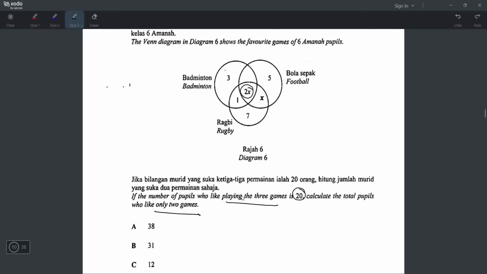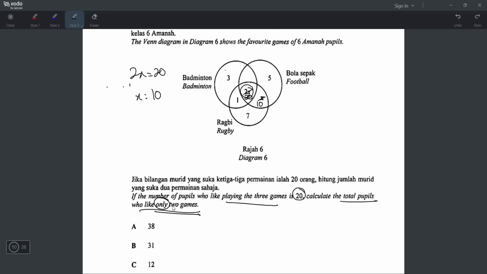Alright, so they give you information here. 20 is the students who like playing 3 games. So 2x equals 20. So you can find x: 20 divided by 2 is 10. That means x is 10. And 2 times x will be 2 times 10, which is 20. Right? So now we can find the total people who like only 2 games. Only, not less than 2 games or more than 2 games. No. Only, exactly 2 games.